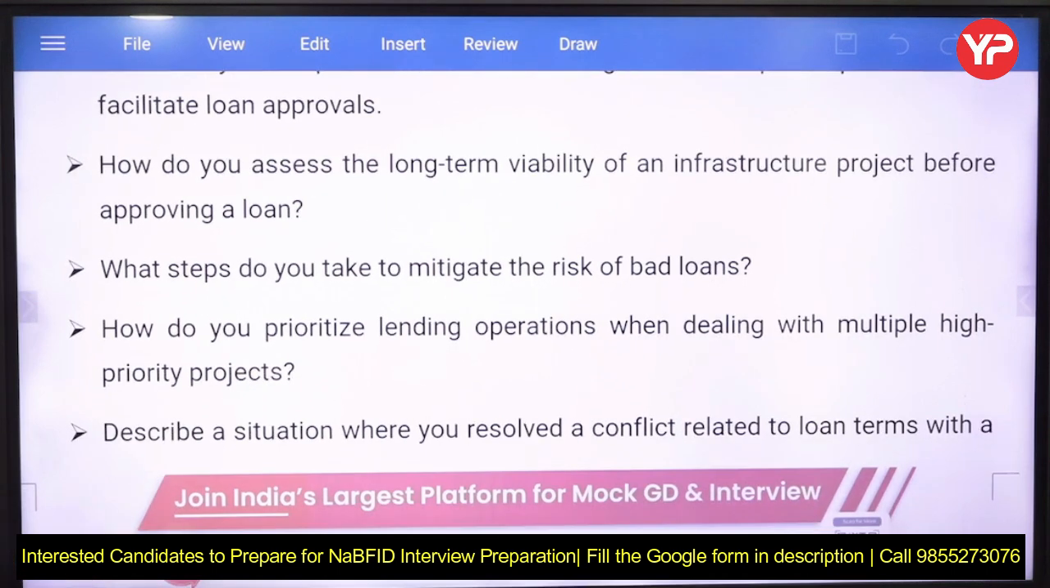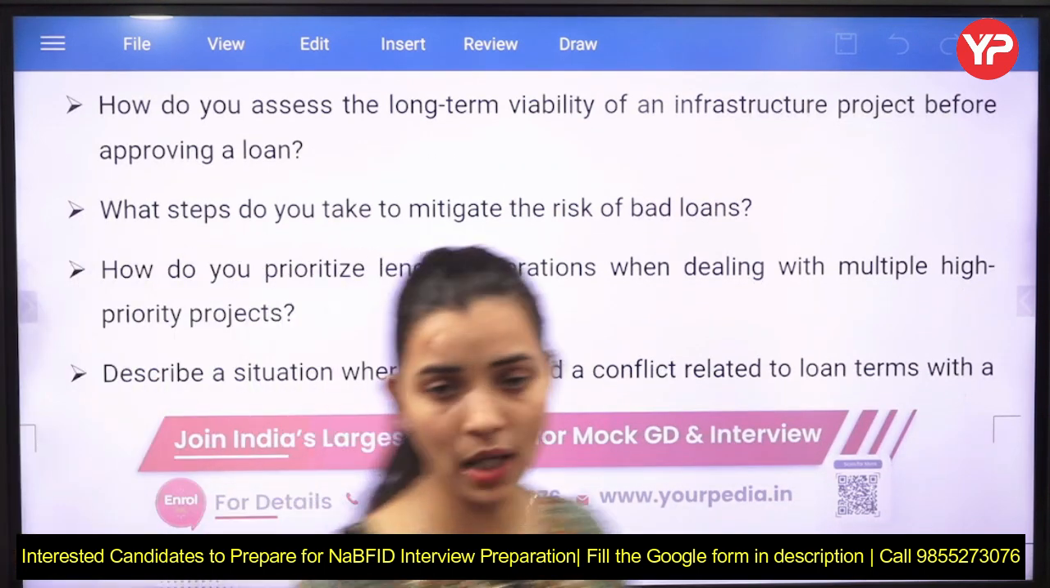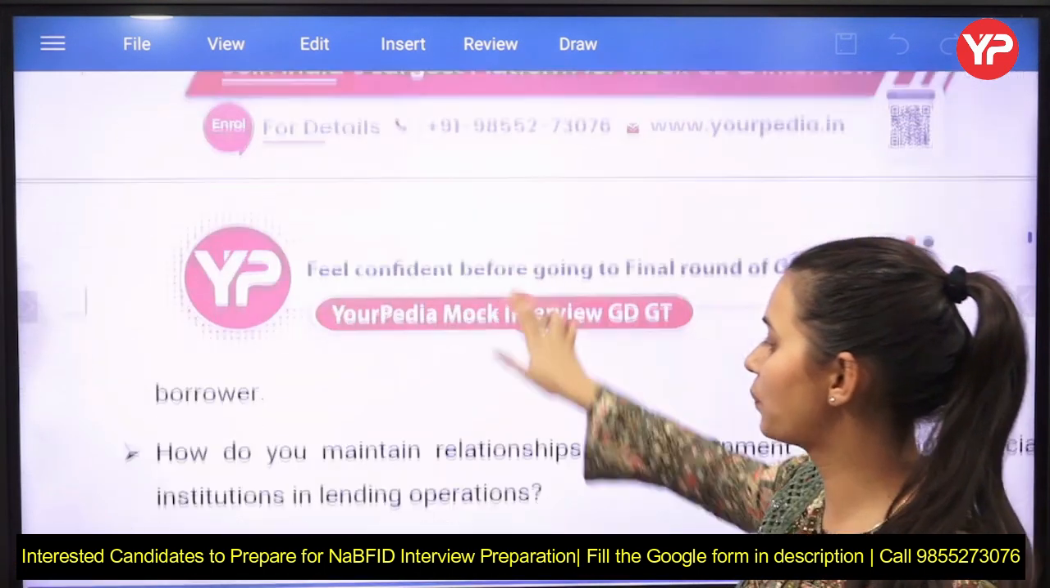How do you prioritize lending operations when dealing with multiple high-priority projects? Describe a situation where you resolved a long-term conflict with a borrower.